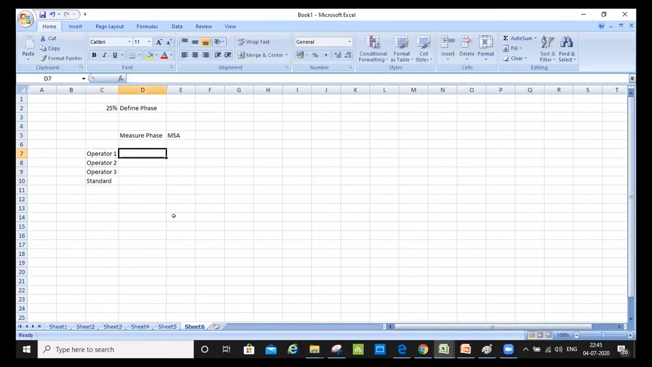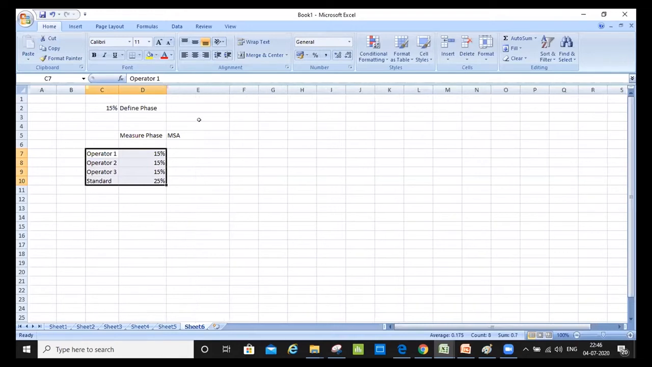Okay. So I think the example that I've taken of 15%, I'll stick to that only. So this one said 15%, that one said 15%, but the standard says 25%. Now what she's asking is, in this particular scenario, is it repeatability or reproducibility? What do you all think?